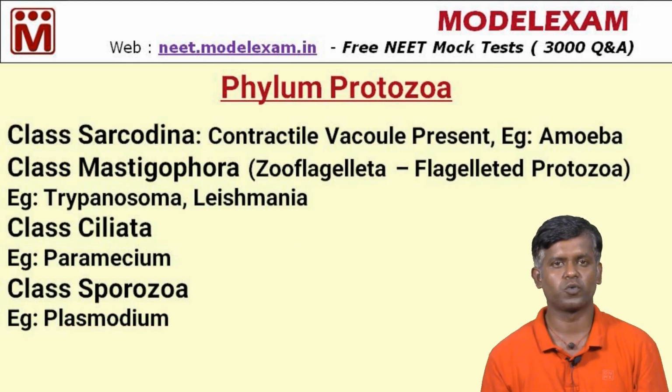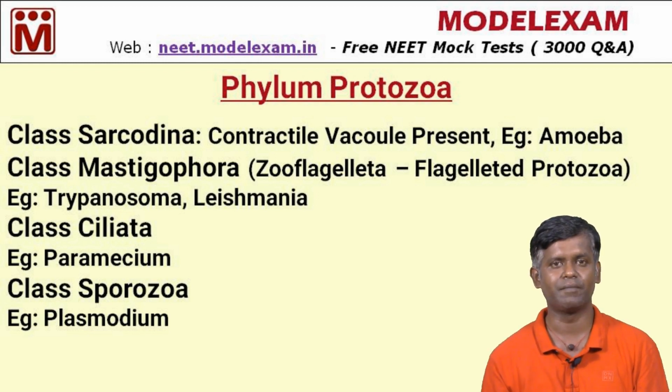We all know about Protozoa, the class which consists of parasites, like ringworm, tapeworm and other parasitic pathogens. This Protozoa consists of 4 classes, namely the first one is Sarcodina, second one is Mastigophora, third one is Ciliata, and fourth one is Sporozoa. Coming to class Sarcodina, it consists of a contractile vacuole in all the protozoan species.